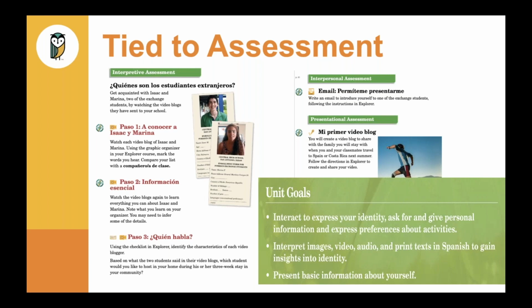First, the students interpret a video to learn more about Isaac and Marina. Then students write an email to exchange information through an interpersonal phase. And then students present information about themselves by recording their own video blog.